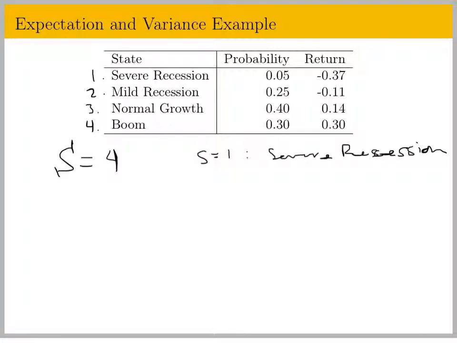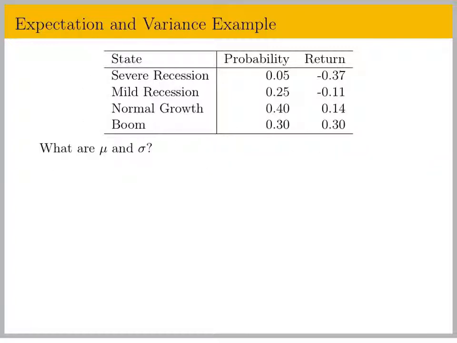So the probability of a severe recession is only 5%. The probability of a mild recession is 25%. The probability of normal growth is 40%, that's the most probable, and then a boom is 30%. Now the returns, in the severe recession you see this huge negative return of negative 37%, negative 11% for a mild recession. For normal growth there's a 14% return on that asset, and then for a boom you see this phenomenal 30% return. So now the question is, what are the mean and standard deviation?